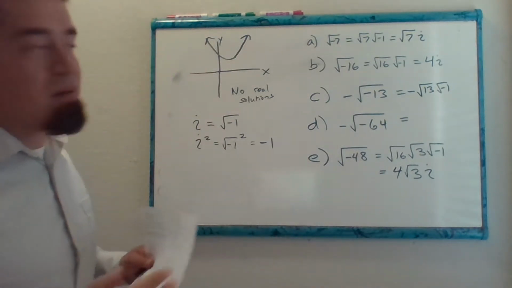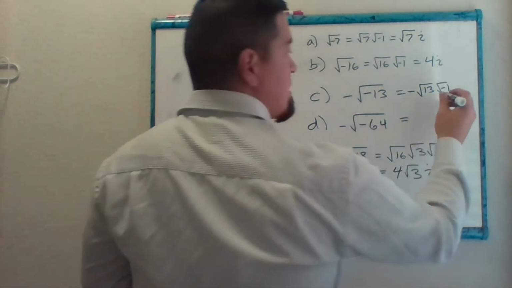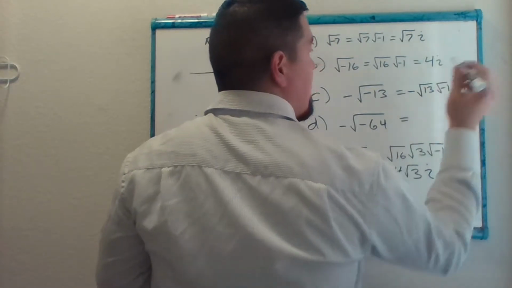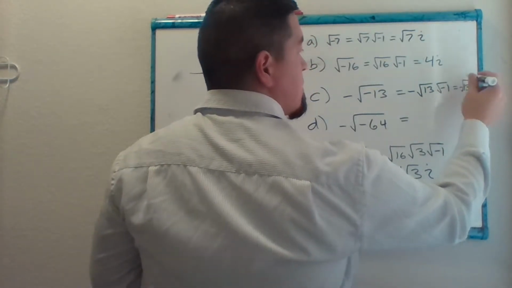But from there, what happens to the square root of -1? We know that is i. So my answer is negative square root of 13 times i.